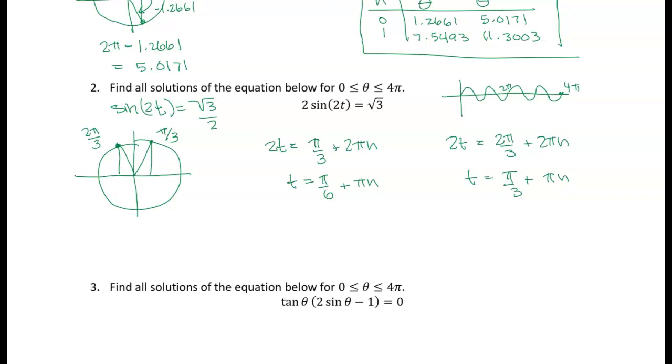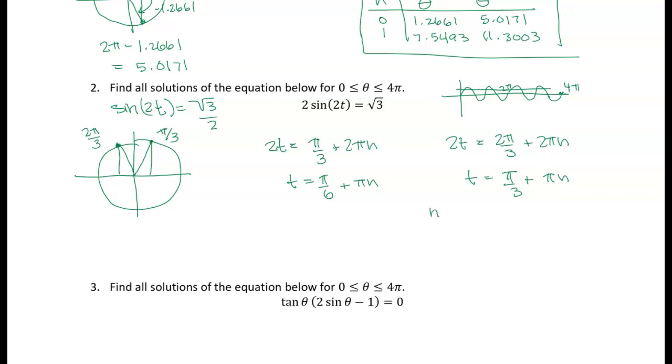Okay, and we're looking for all the values where sine of 2t is positive square root 3 over 2. So we should expect 8 solutions. All right, so let's list some of these out.